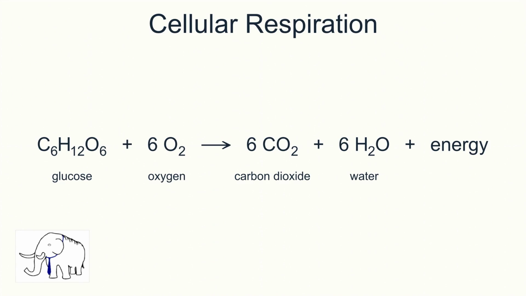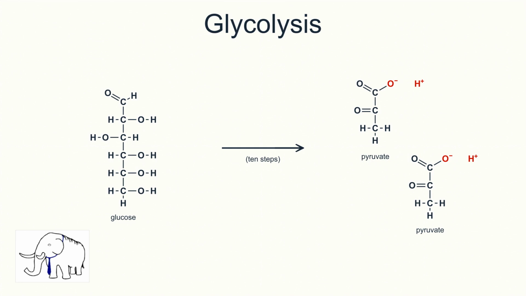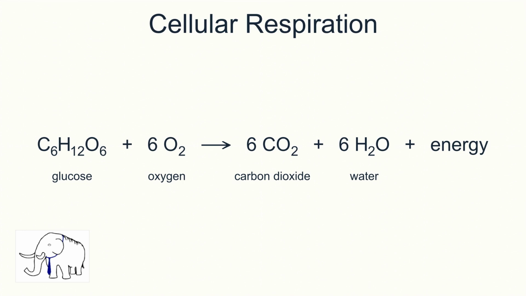There's the equation for cellular respiration again. By the end of glycolysis, we've made 2 pyruvate ions, and so we don't have to keep track of positive charges and negative charges, we can think of this as 2 molecules of pyruvic acid. But we haven't used any oxygen yet. We haven't made any carbon dioxide yet. We haven't made any water molecules yet. Apparently, we're not done yet.